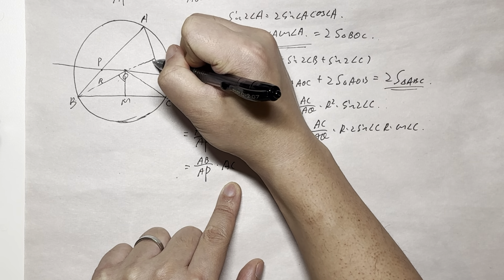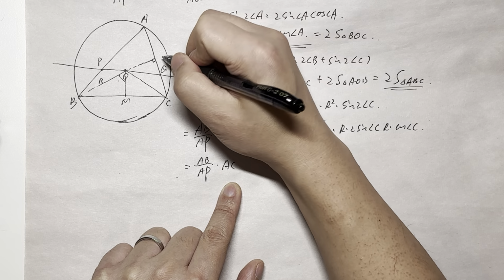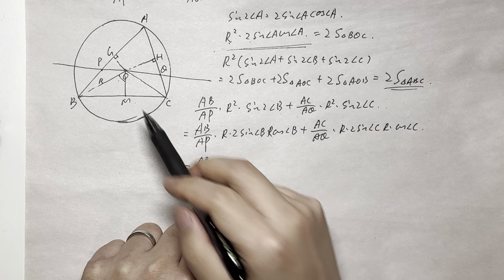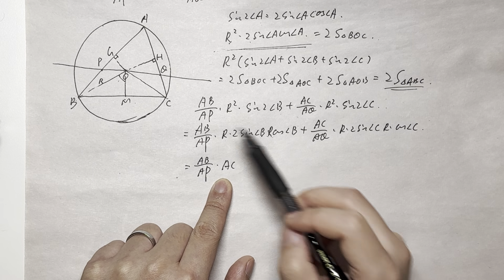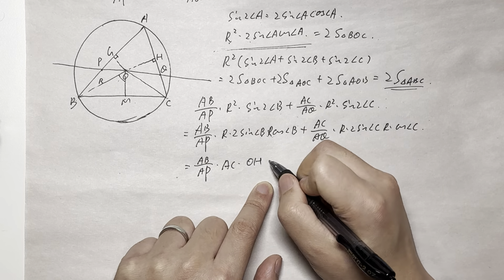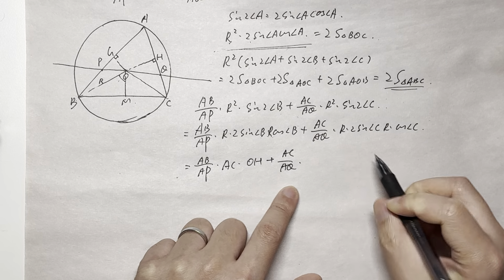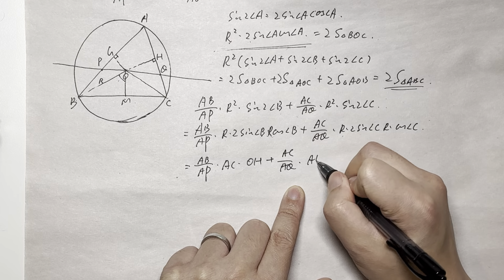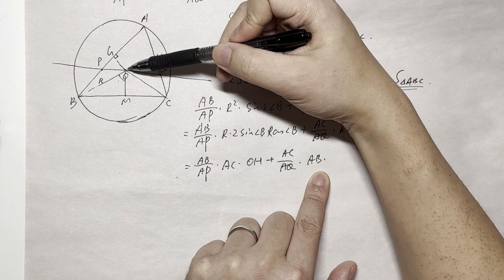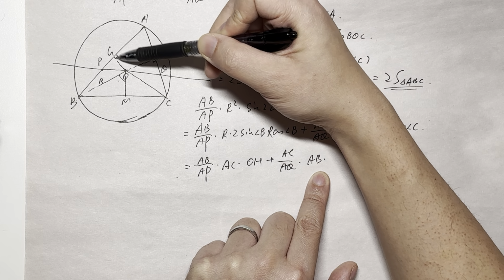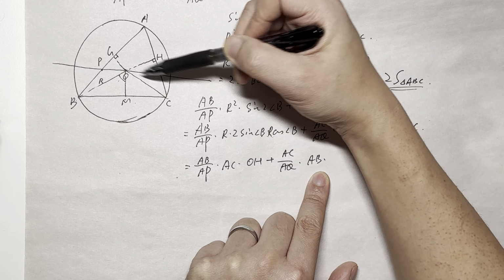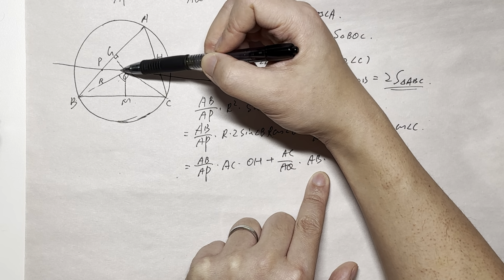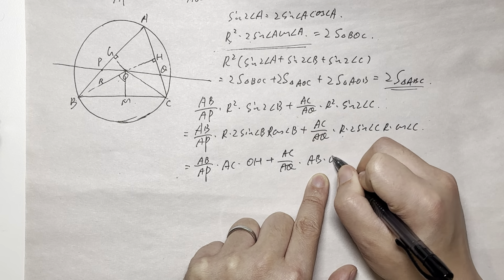Let's call the foot of that perpendicular H, and the other one G, right? So R times cosine B is OH. And for AC over AQ, R times twice sine C is AB, times R times cosine C. This is angle C, and angle BOG is angle BCA, right? And R times cosine C is OG, so times OG here.